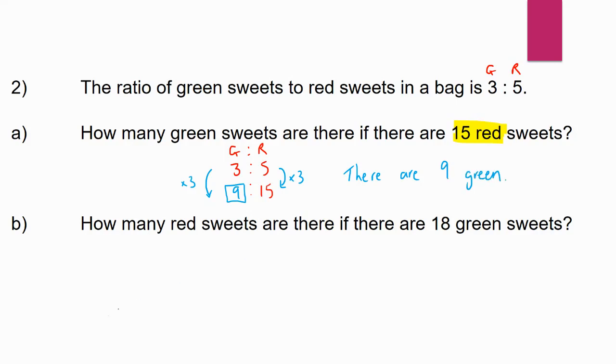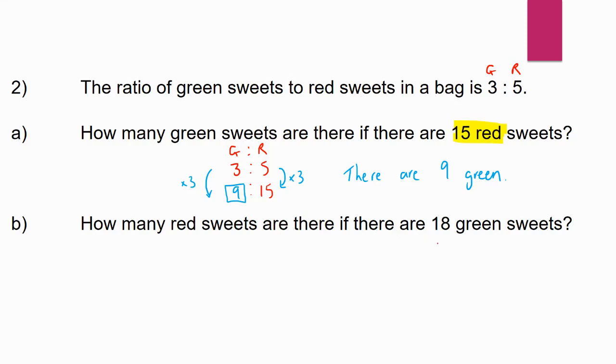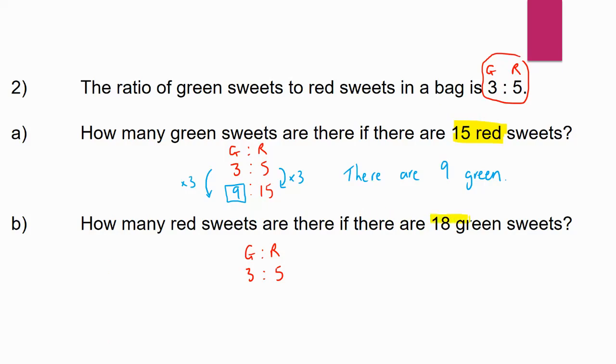Okay, let's do the second part B then. So in this question, we're being asked how many red sweets there are if there are 18 green sweets. So again, let's start with the important ratio. Okay, green and red, 3 to 5. Every question will start with our ratio. Now, what are we being given? Well, we're being told there are 18 green sweets this time.